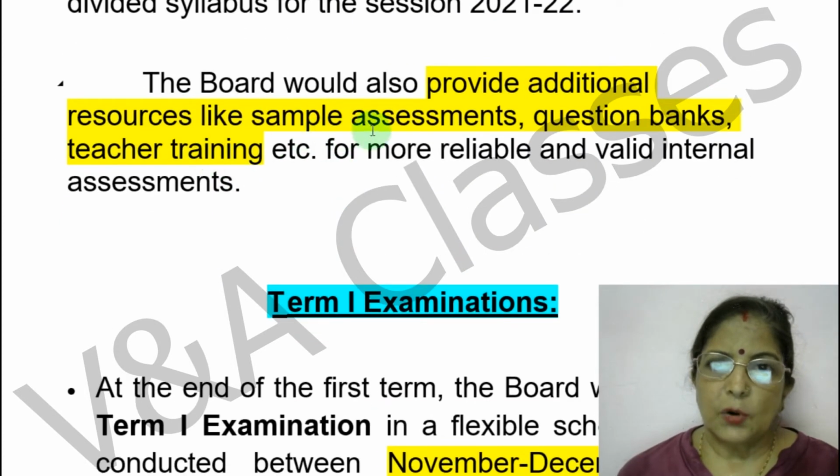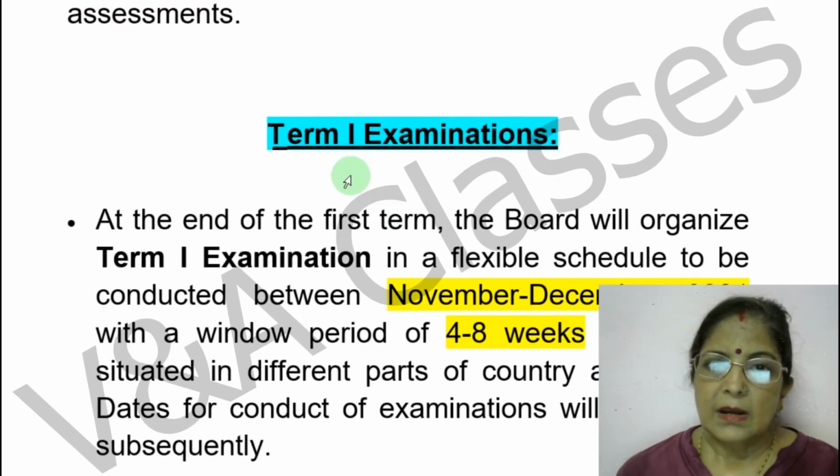Next point, the board would also provide additional resources like sample assessment, question banks, teacher training, etc. for more reliable and valid internal assessments. Now term 1 examination. अब term 1 examination किस तरह से होगा उसके बारे में बताया जाएगा.